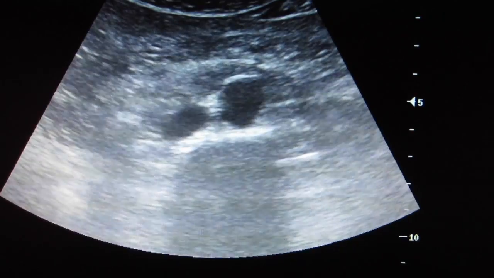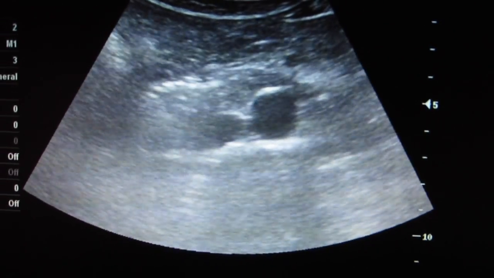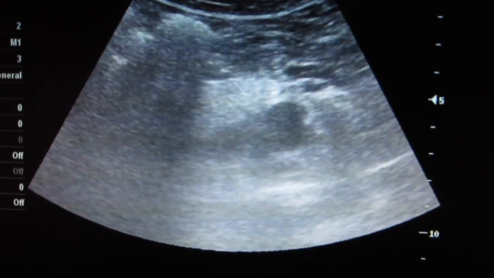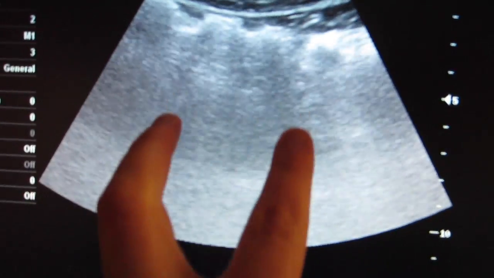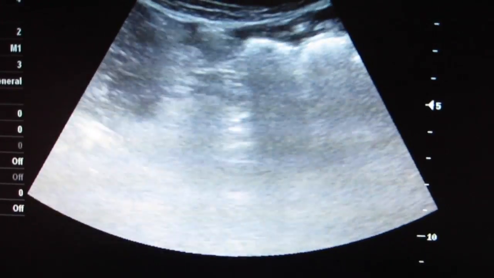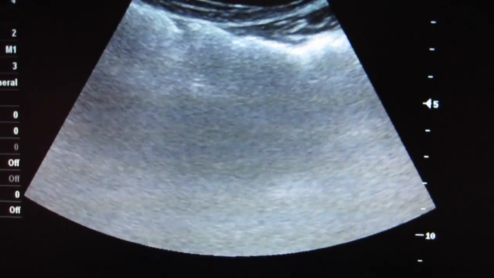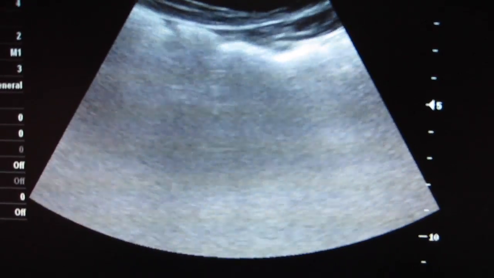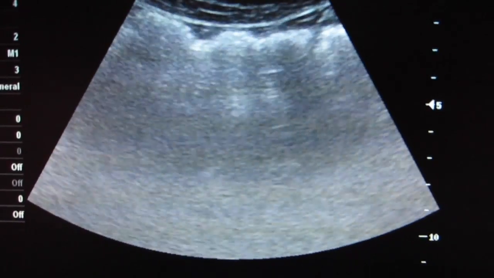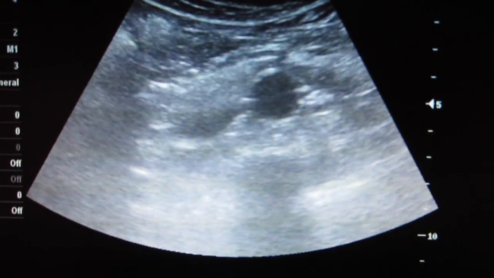During this exam, as we move through the aorta, you can see that we run into some shadowing here created by bowel gas. And this is what bowel gas will look like. It will block your view of the aorta. And this is when you know that you need to use some of your techniques to try to get the bowel gas out of the way.